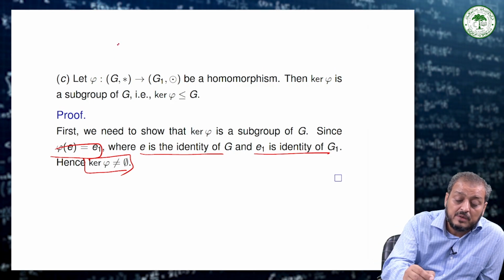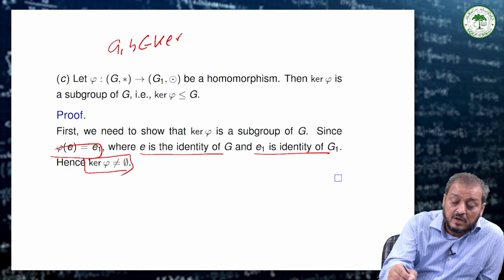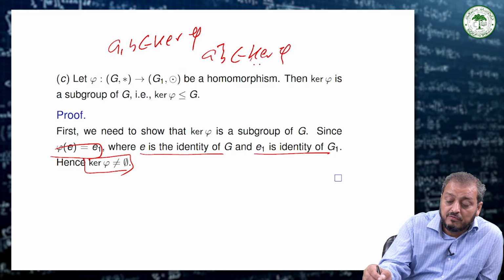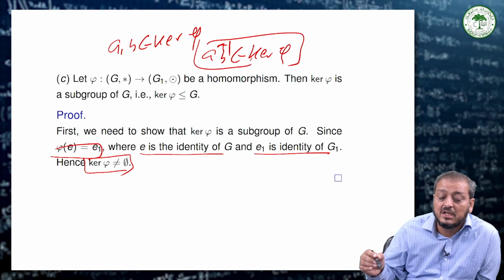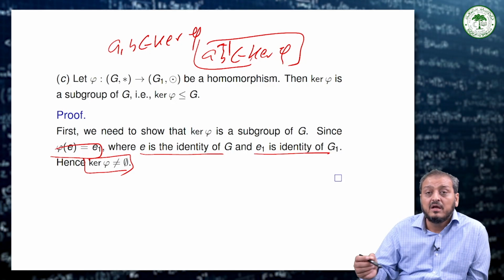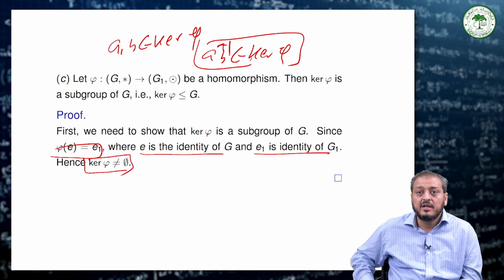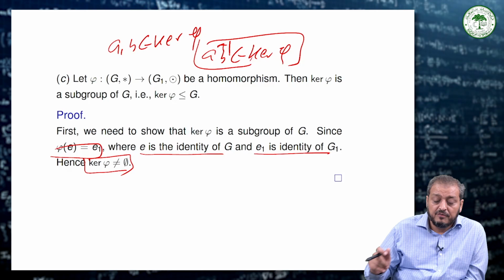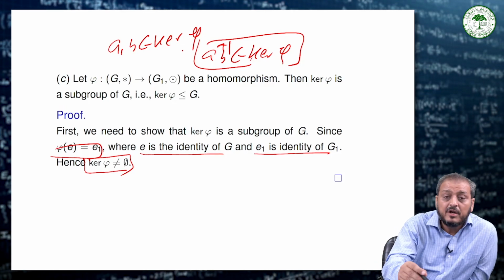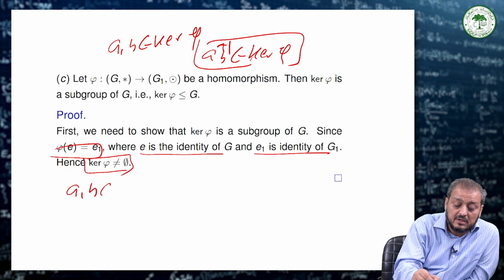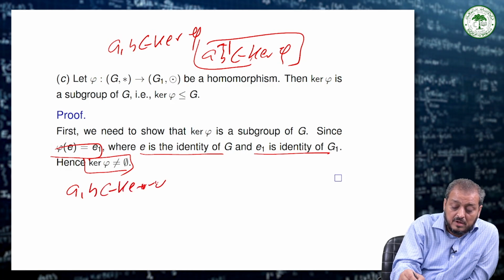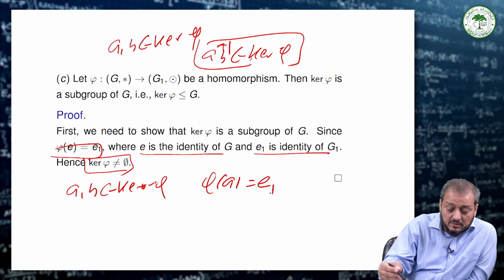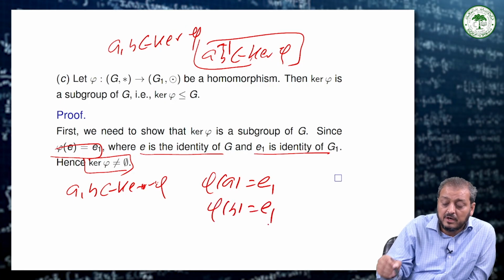Now, we take any two elements A and B of the kernel of phi, and we show that A B inverse is also an element of the kernel of phi. If we show this, then by the subgroup criteria the kernel of phi is a subgroup. So, if A and B are elements of the kernel of phi, then phi of A is equal to the identity E1, and phi of B is also the identity E1.